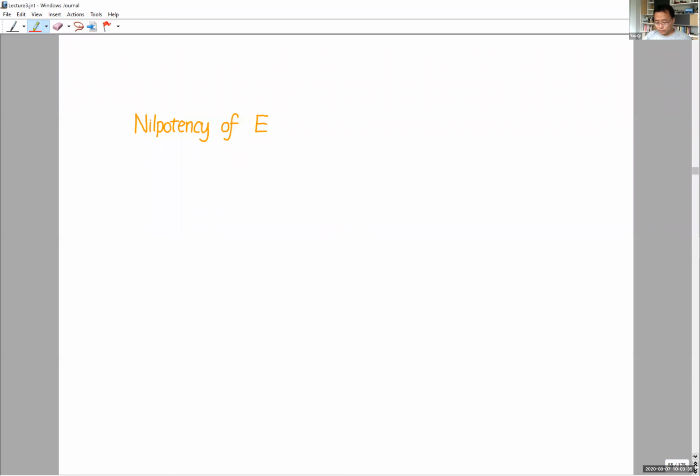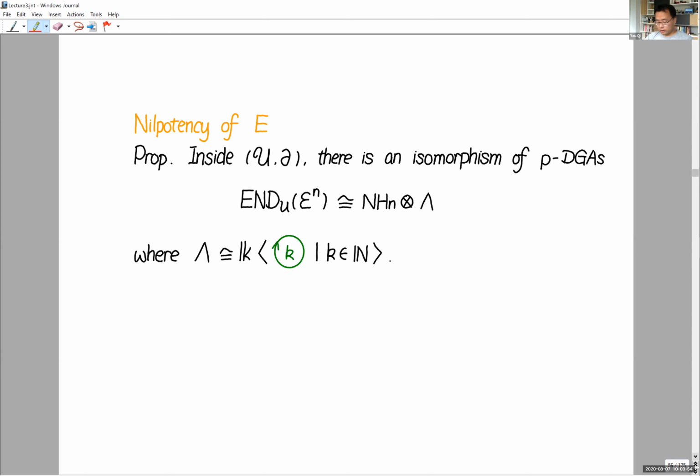Today, we'll continue our discussion of the small quantum group, and now I'm going to explain the important nilpotency relation of E and F. That's the characterization of a small quantum group in this context. So why is E nilpotent? Why are E to the pth power and F to the pth power 0?